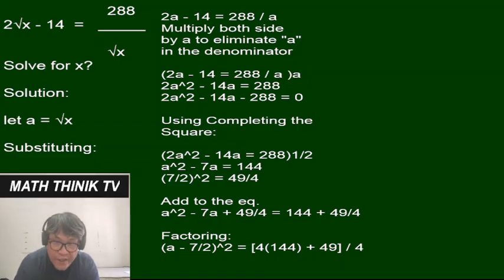So, simplifying further, a minus 7 over 2 square is equal to, simplify, 4 times 144, that will be 288 times 2, 576, right? Plus 49. Is that correct? Wait, let me check with calculator.